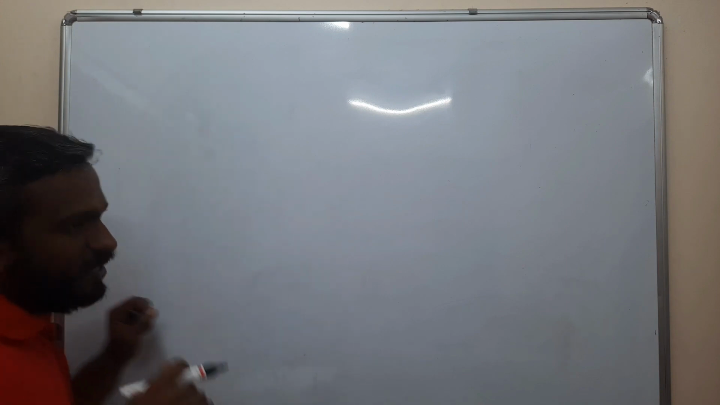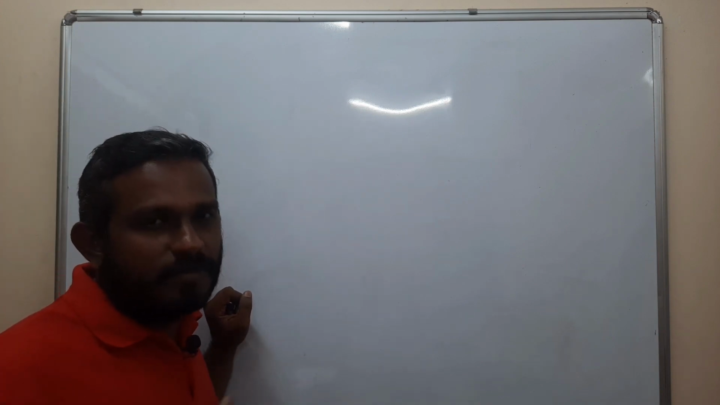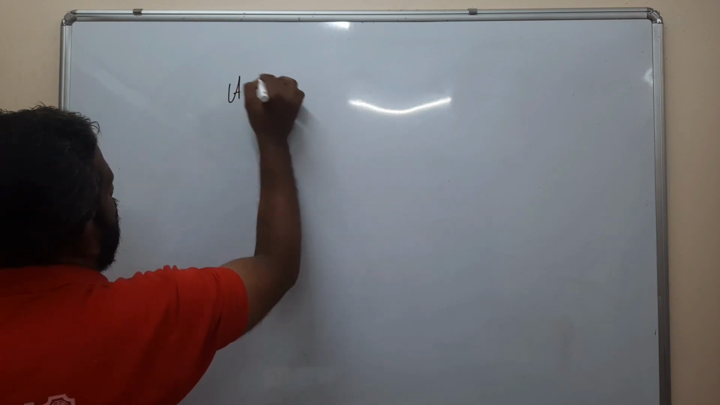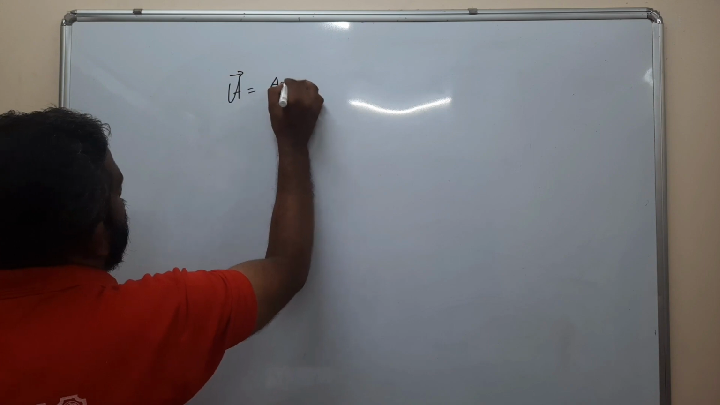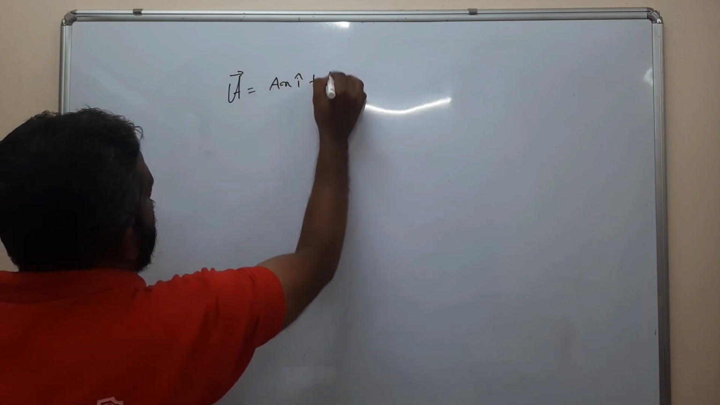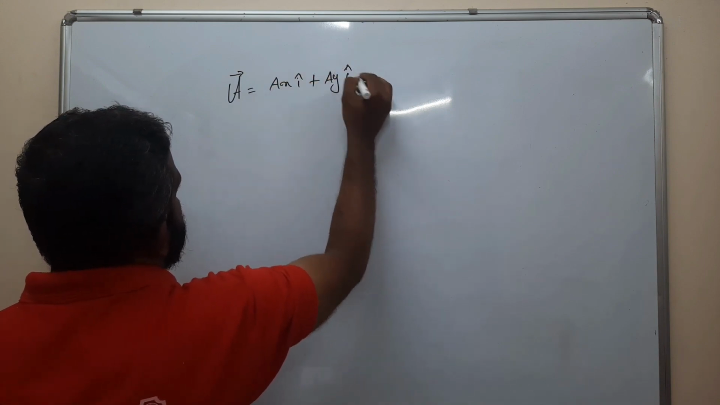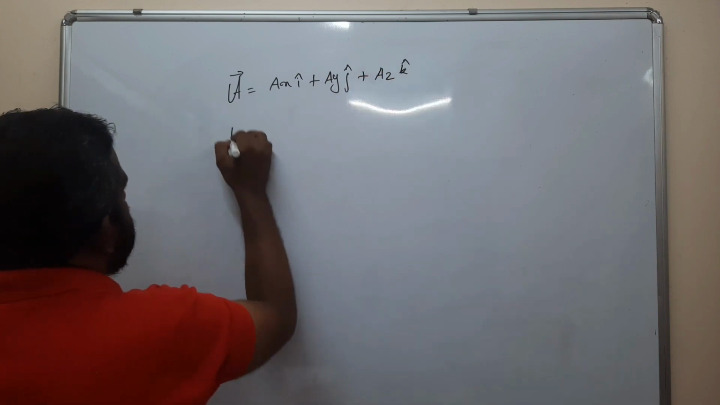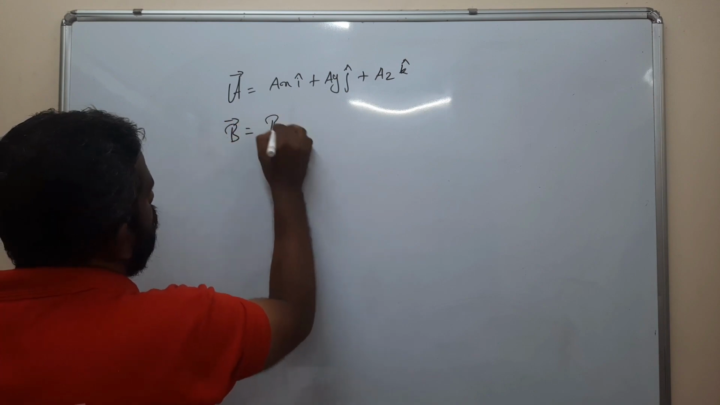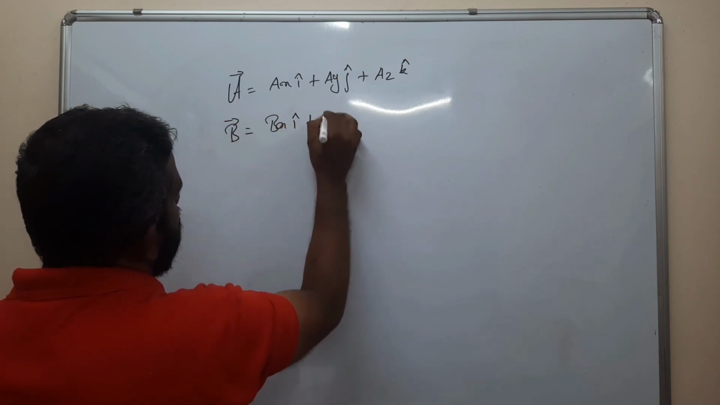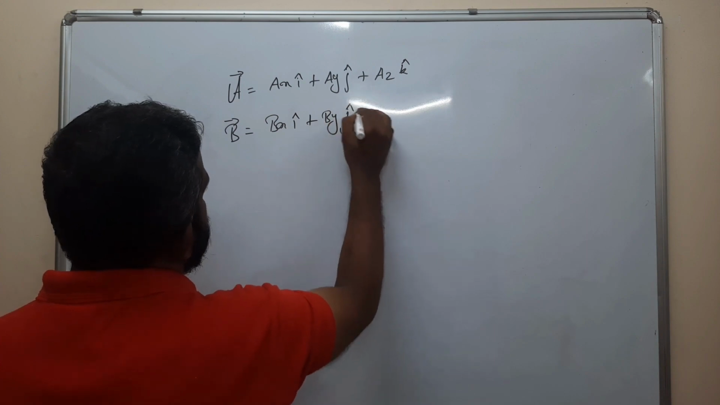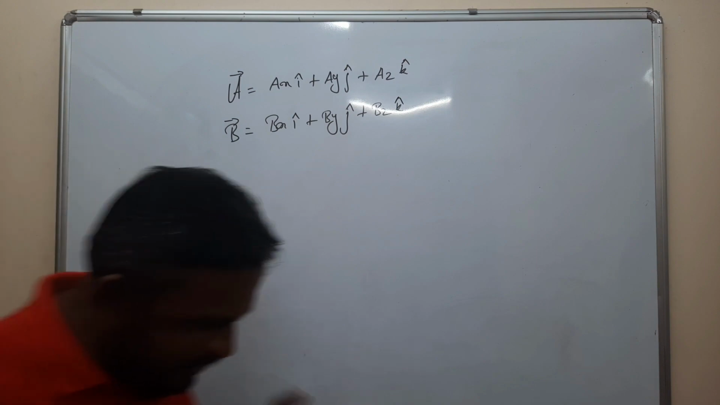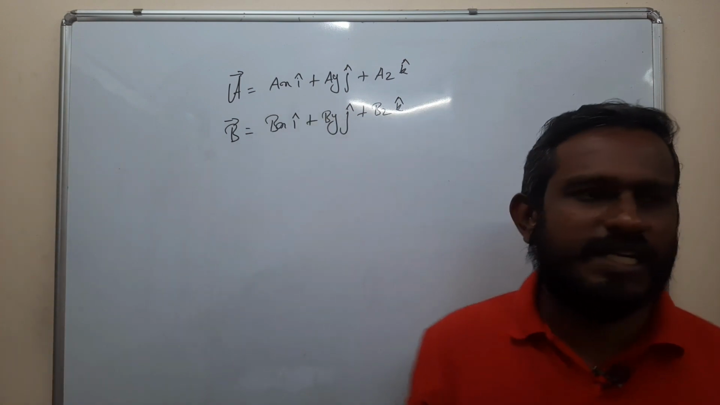Suppose the vector is represented in rectangular component form. For example, vector a is equal to ax i cap plus ay j cap plus az k cap, and vector b is equal to bx i cap plus by j cap plus bz k cap. So the two vectors are represented in rectangular component form.